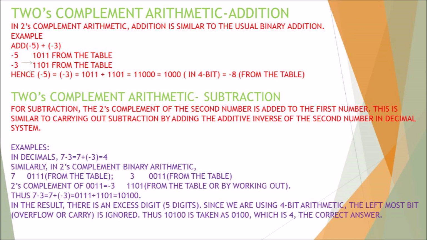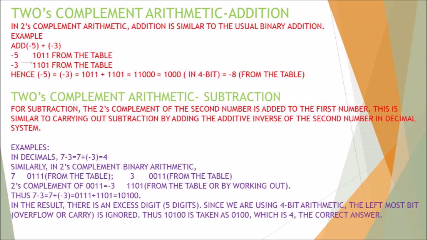Next is 2's complement arithmetic addition. It is very similar to binary addition. For example, take minus 5 and minus 3. Adding these two numbers, the 2's complement value for minus 5 is 1011 and for minus 3 is 1101. When you add these two numbers, you get 11000. The answer is 11000. And we said that for binary we take only the 4-bit combination.